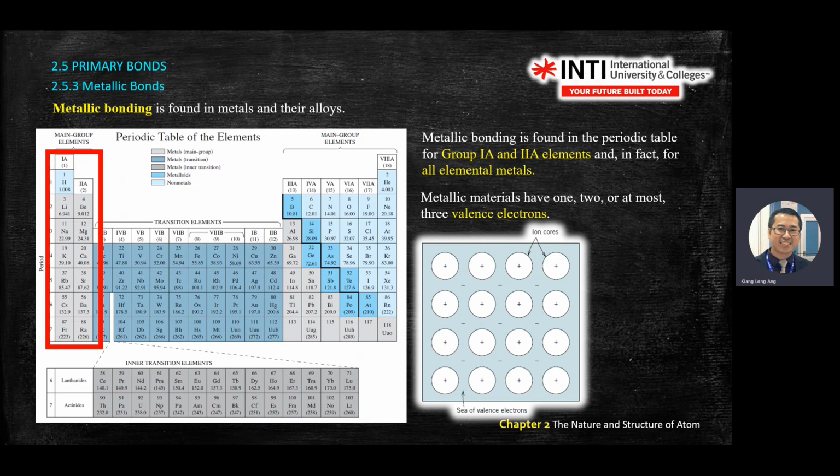So this is how they group. Metallics, they bond with valence electrons. The keyword for metallic bonding is valence electron, as you can see on the simplified diagram here. So you have positive ions and negative electrons arranged in sequence.